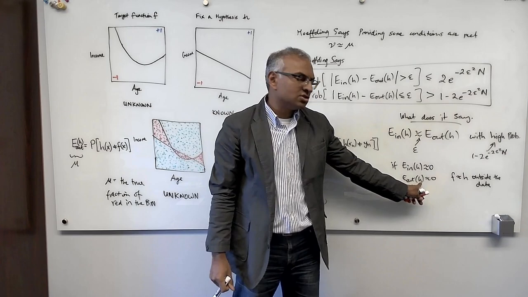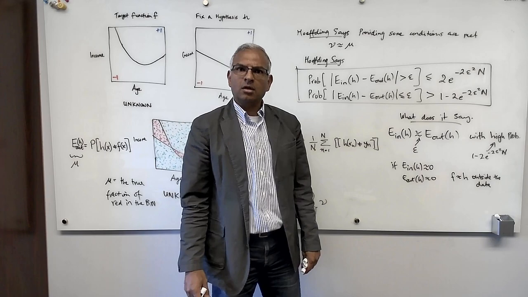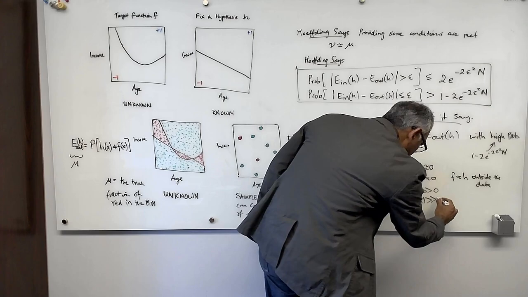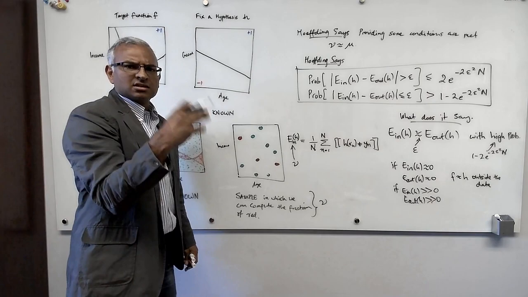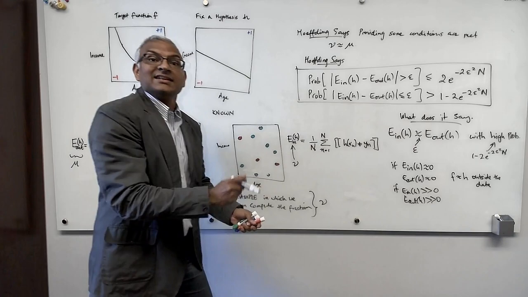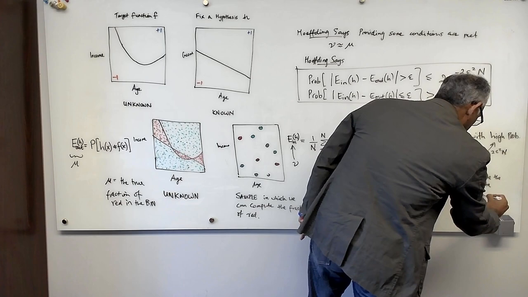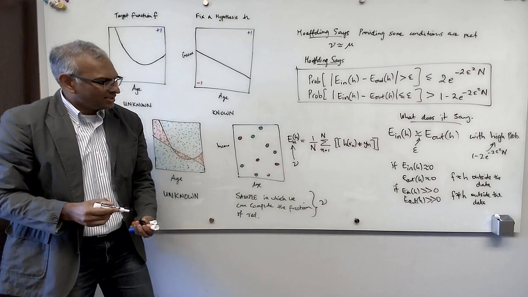What if E in of H is not approximately zero? If E in of H is much, much bigger than zero, then E out of H is also much, much bigger than zero. It's not as useful a conclusion. It just says that my hypothesis H is bad. It doesn't approximate F. I have still learned something outside the data, but approximately with high probability. So F is not approximately equal to H outside the data. But I've still learned something outside the data. So this is nice.